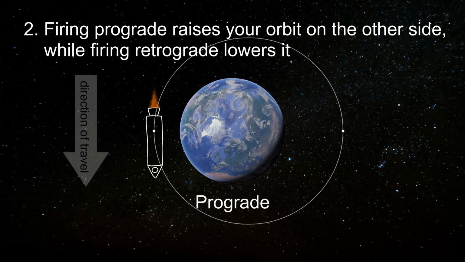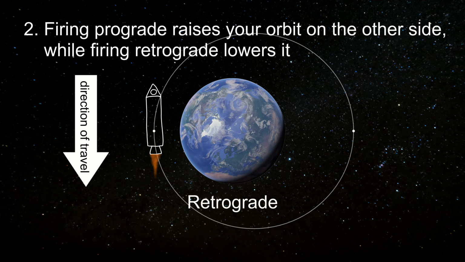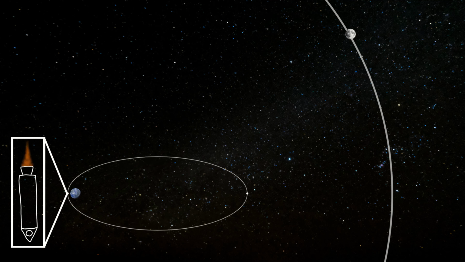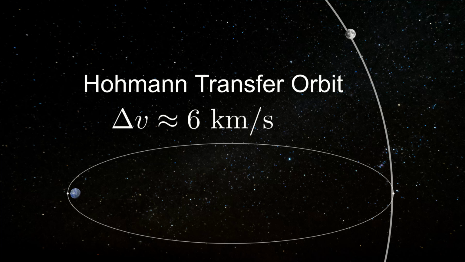2. Firing prograde, or along our direction of travel, raises the height of our orbit on the other side, and firing the other way, retrograde, lowers it. If we wait for the right time window, we can fire prograde to raise our apoapsis to intersect the moon in a so-called Hohmann transfer orbit, which will require a delta V of about 6 kilometers per second.